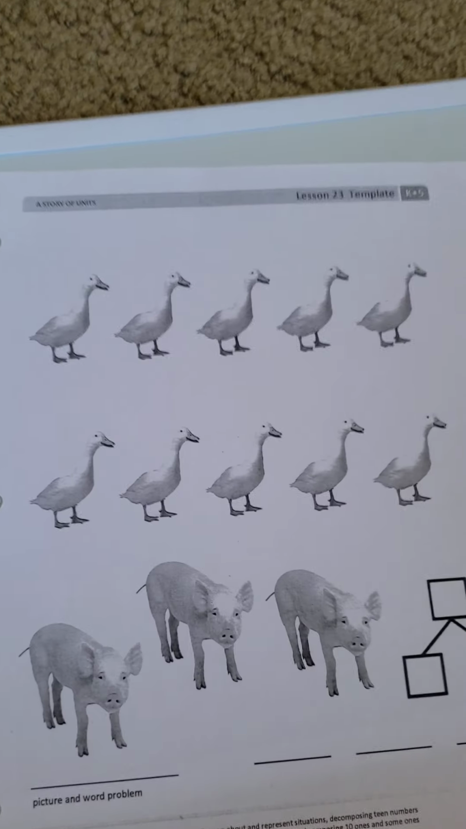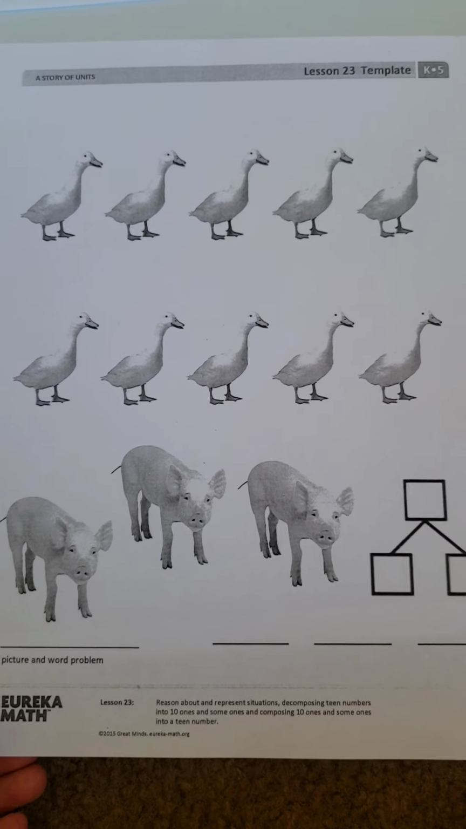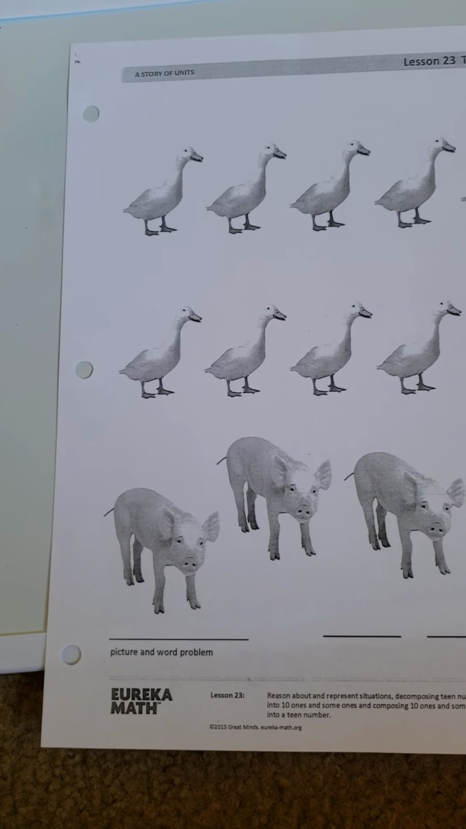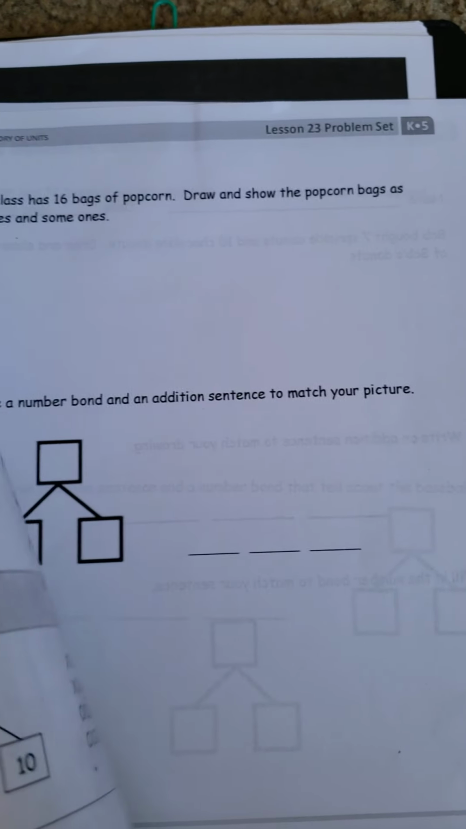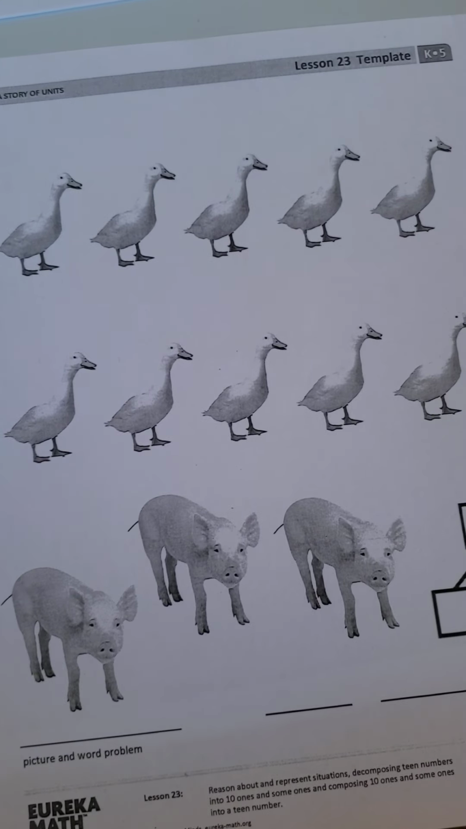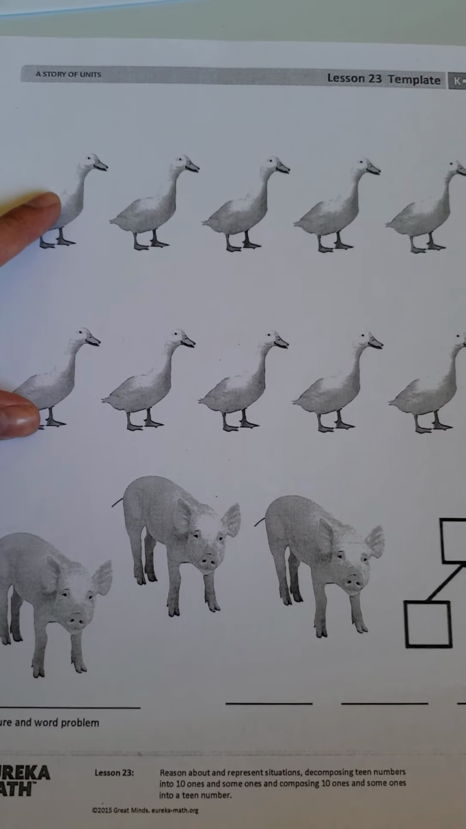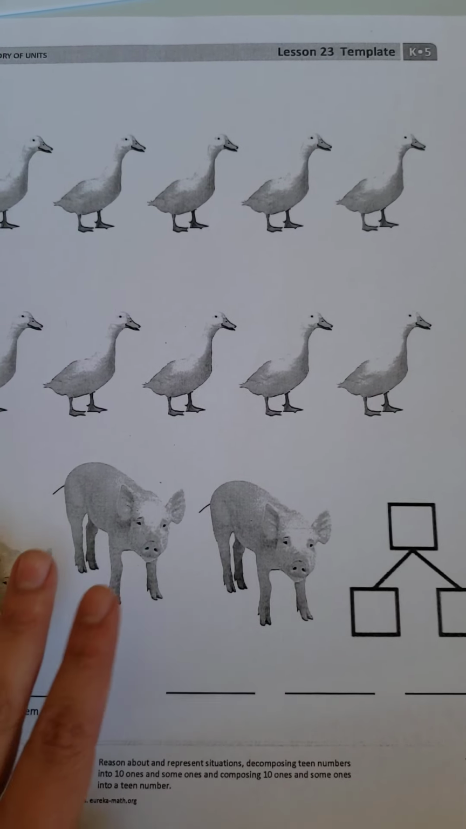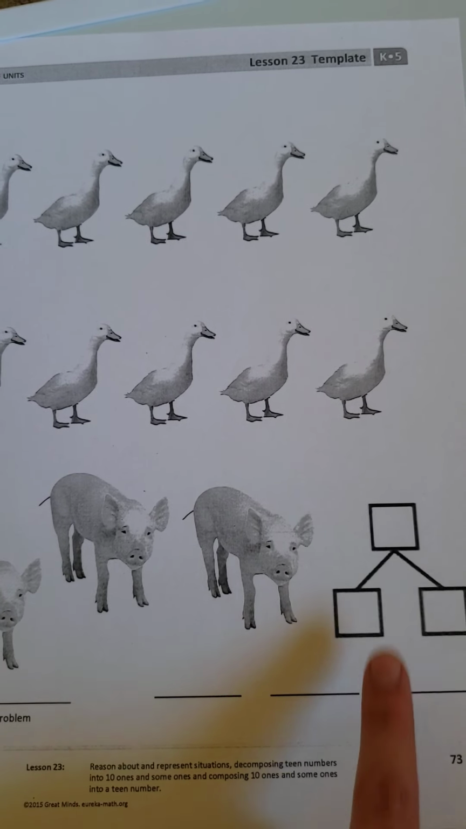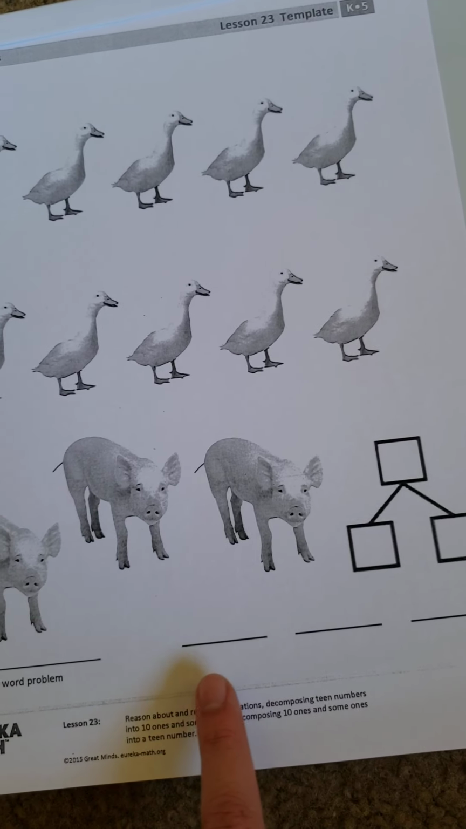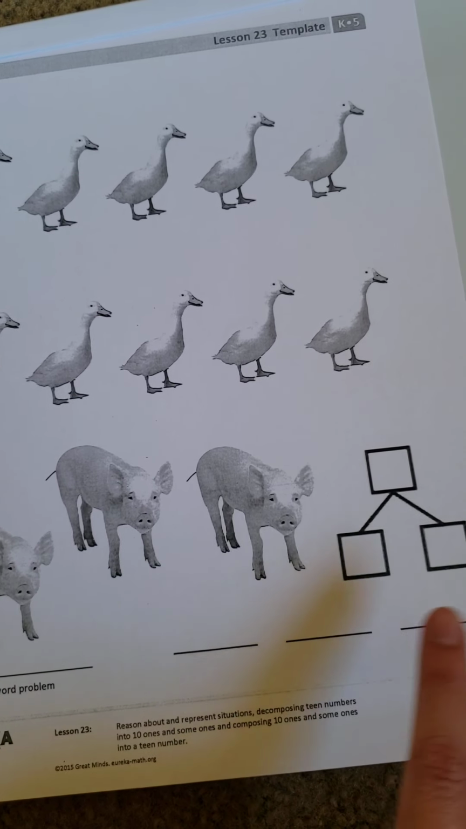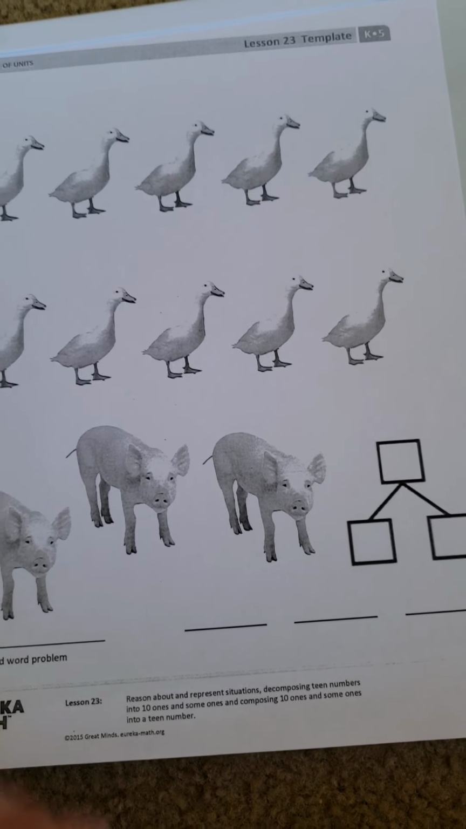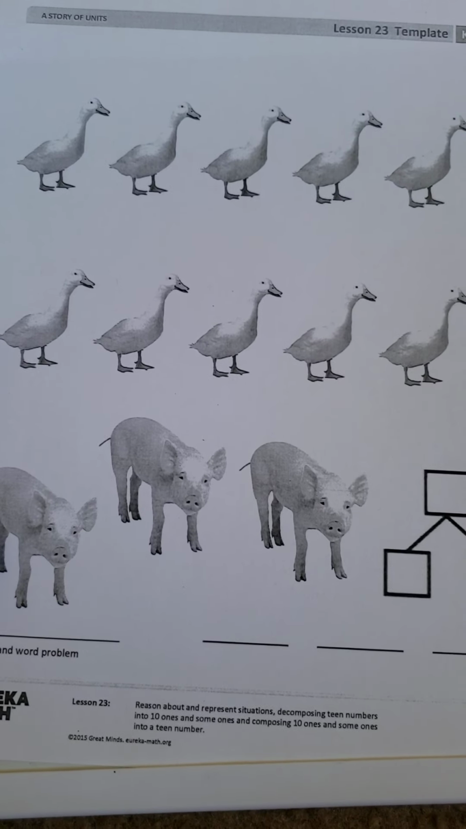So I want you to take out this page. It's in the math work binder, and it was behind all of the lesson 23 work. So if you flip over all the problem set and the lesson 23 homework, you will find this template. And it has some, they look like geese and some pigs. Okay, or they might be ducks. I don't know. Okay, and then you'll see a number bond, and then these lines are for you to write your number sentence. Okay, so first I just want you to take out this template.